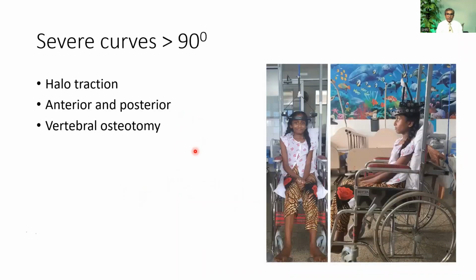When it comes to very severe curves, especially curves which are now more than 90 degrees, one would need what you call halo traction, where you put traction onto the skull and keep them so that the spine becomes more flexible for us to operate. And it also reduces the chances of neurological accidents. And sometimes you have to do anterior and posterior approach both to address these severe curves, and then vertebral osteotomies. And the osteotomies, in the sense you have to remove parts of the bone to get them straight.